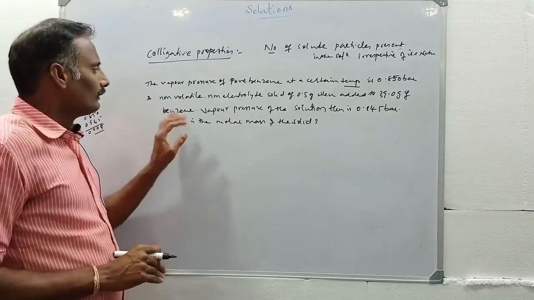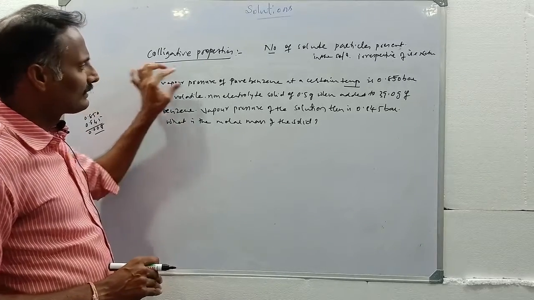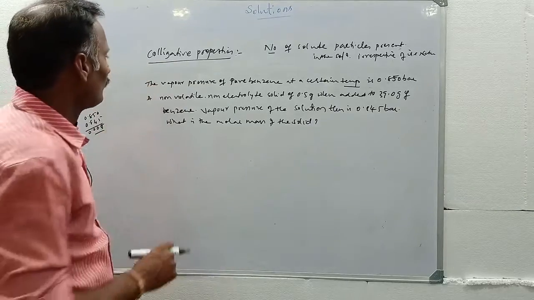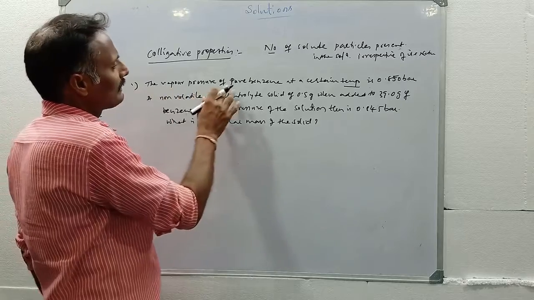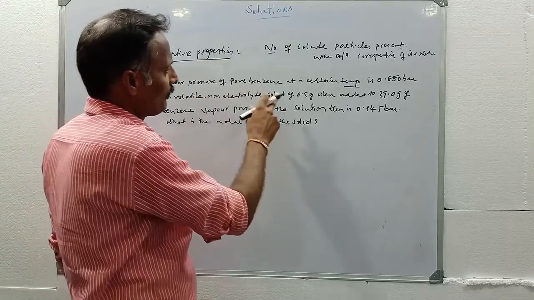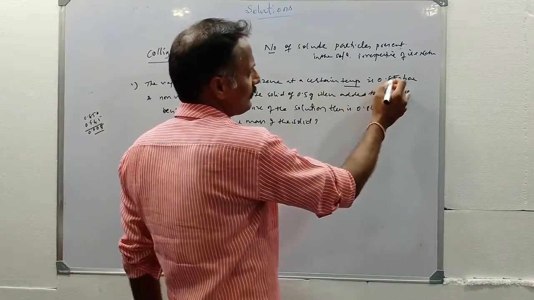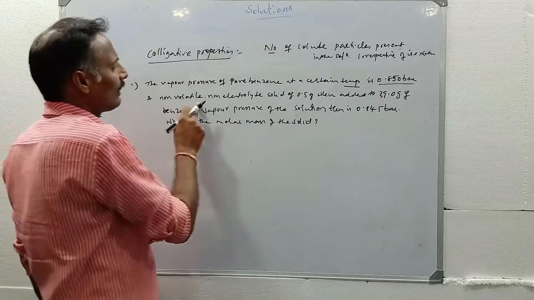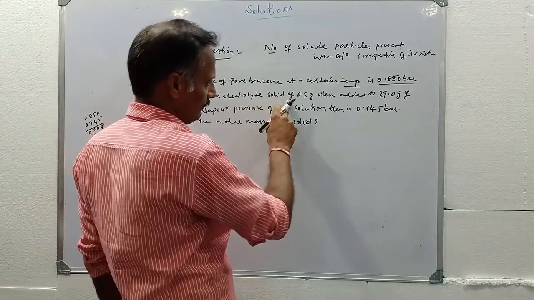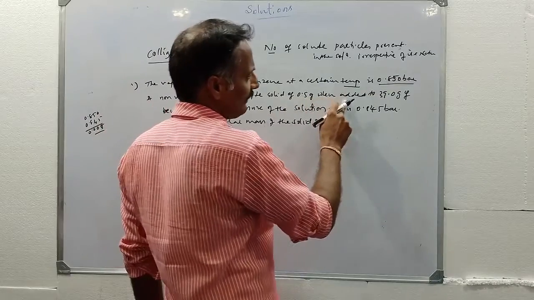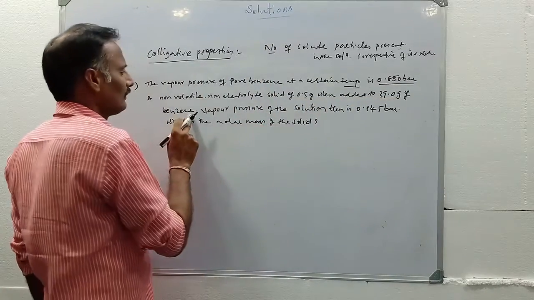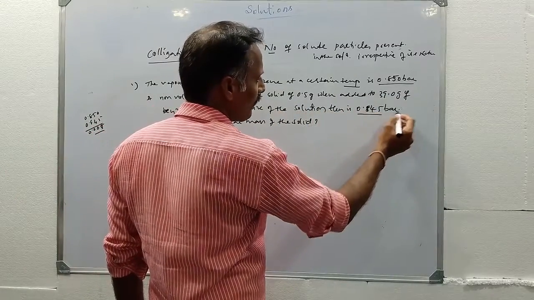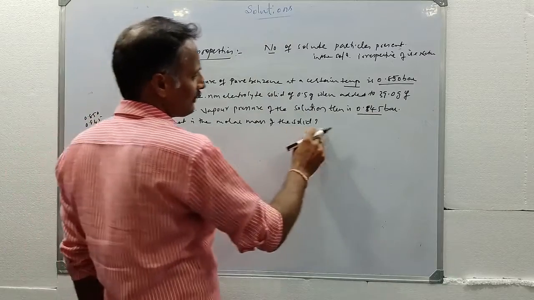Students, this is one of the numerical problems based on relative lowering of vapor pressure. The vapor pressure of pure benzene at a certain temperature is 0.850 bar. A non-volatile, non-electrolyte solid of 0.5 gram when added to 39 gram of benzene, the vapor pressure of the solution is 0.845 bar. What is the molar mass of the solid?